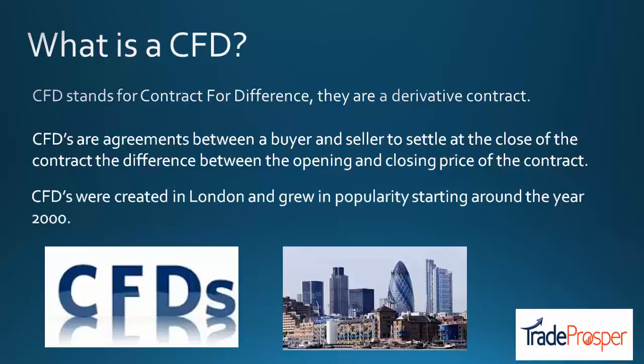CFDs were created in London and grew in popularity starting around the year 2000. They were originally used by large institutional traders because they could hedge their exposure of stocks listed on the stock exchange. However, they could do this paying little margin, in some instances as low as 1%. Another key reason why institutional traders used CFDs was that since no actual shares traded hands, they could avoid pricey UK stamp taxes or UK stamp duties. But by the late 1990s, CFDs had hit the retail market via online trading platforms.